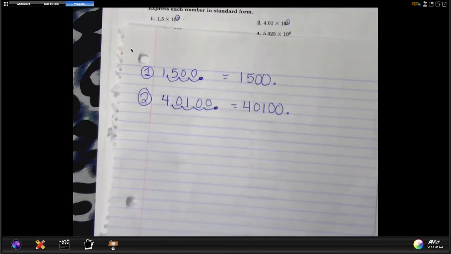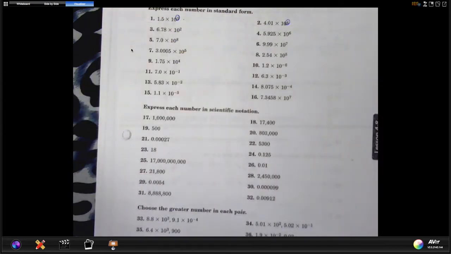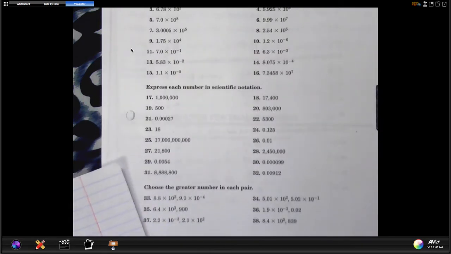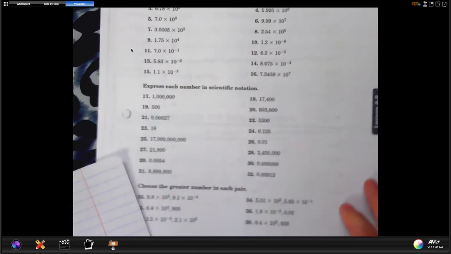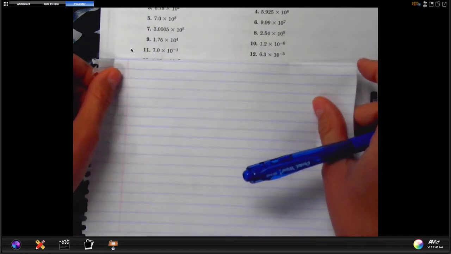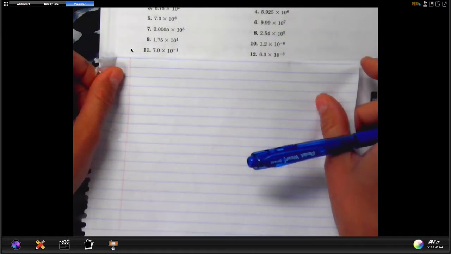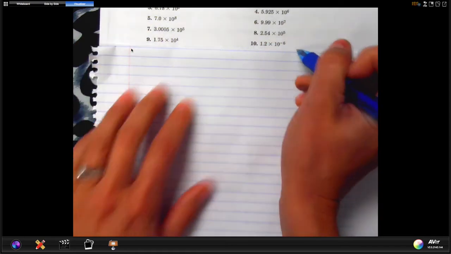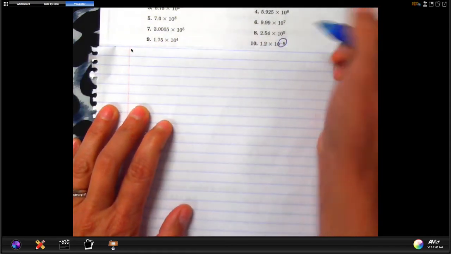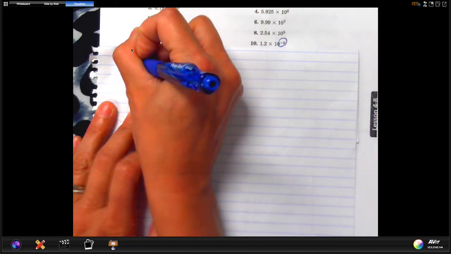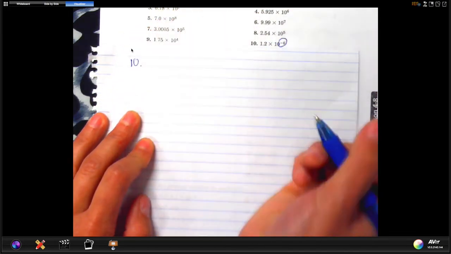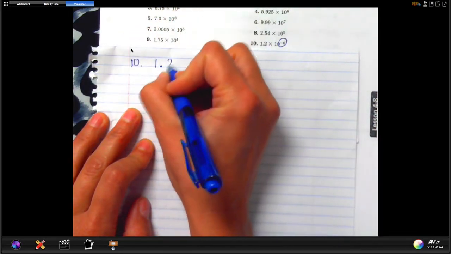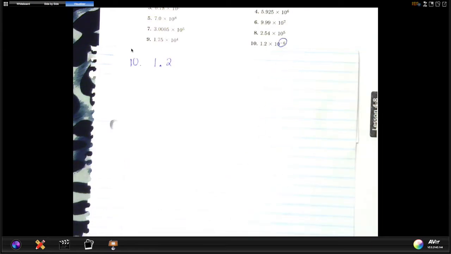Now, where it gets a little bit more confusing is down at the bottom, because now we have some negative exponents in there. So we're going to skip down to number 10. 1.2 times 10 to the negative 6. I'm going to start with 1.2, and now I've got to move that decimal 6 spots.